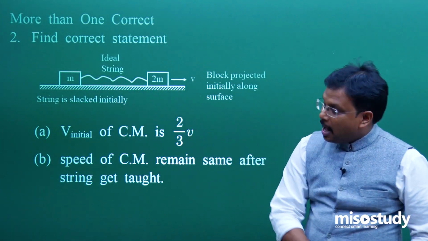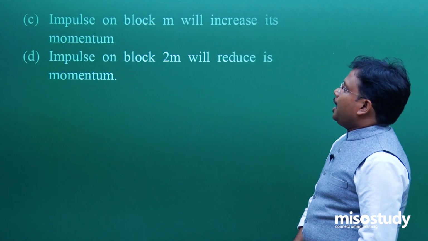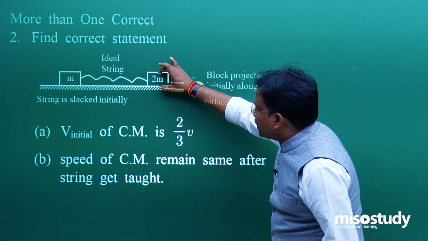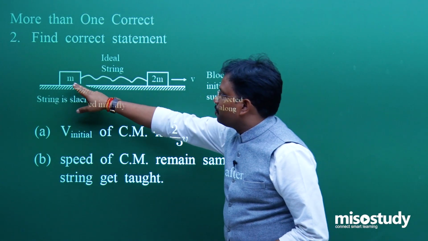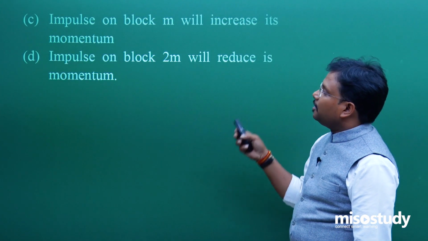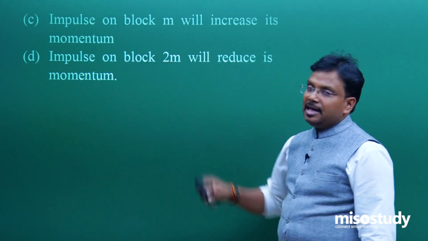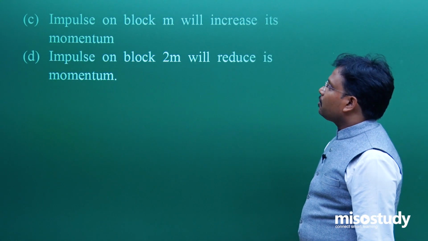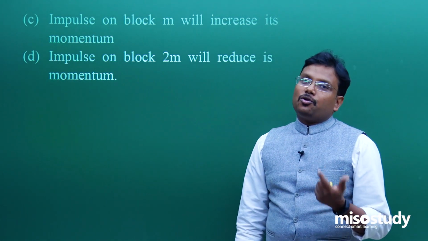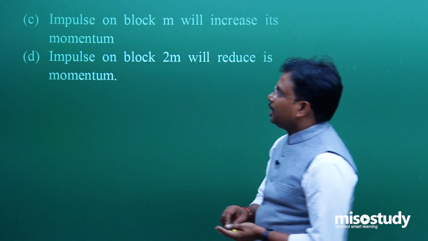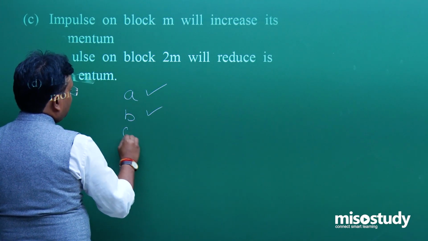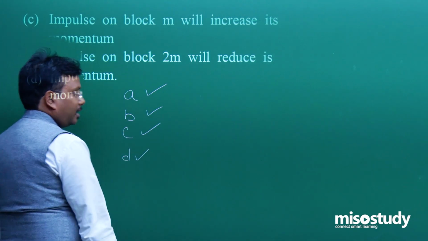Take a look. After that, impulse on block M will increase its momentum. It is clear, as it will keep on moving. This block is moving in this direction, net force acting, so obviously impulse will increase its momentum. So this C is also a correct option. Impulse on block 2M will reduce its momentum. Obviously, it is in the opposite direction, so it will reduce. So ultimately I can say A correct, B correct, C correct, D correct.